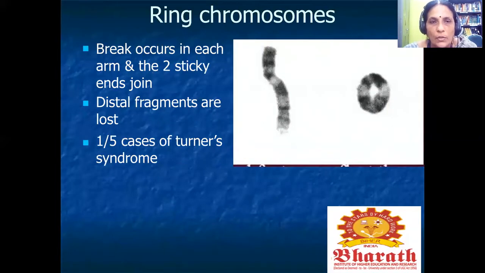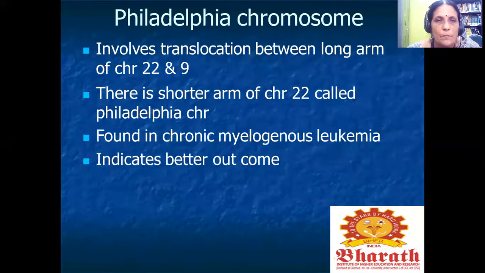Let's see about the ring chromosome. A break occurs in each arm and the two sticky ends join. Then the distal fragments are lost. This accounts for one-fifth of cases of Turner's syndrome.